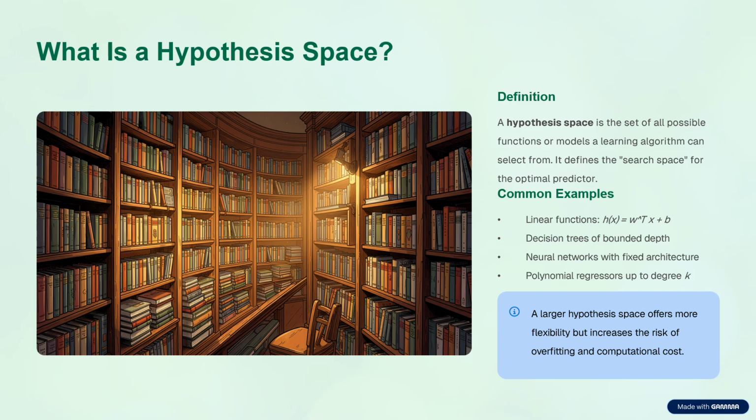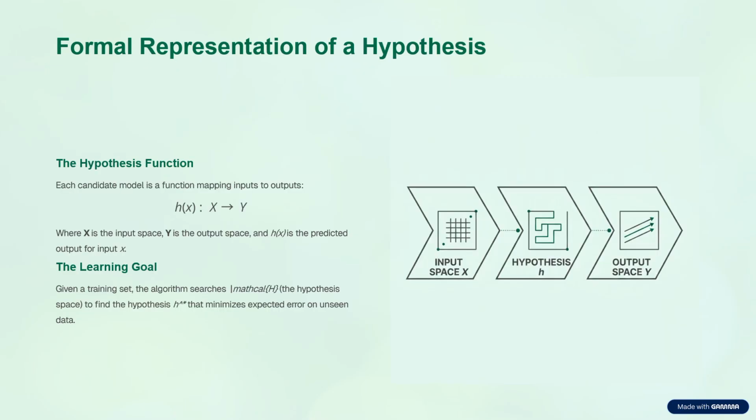So, what is a hypothesis space? The hypothesis space is the set of all possible functions or models a learning algorithm can select from. It defines the search space for the optimal predictor. For example, a machine learning algorithm may choose linear equations, decision trees, or neural networks to solve a problem. A larger hypothesis space provides more flexibility, but it can also increase the complexity of the model.